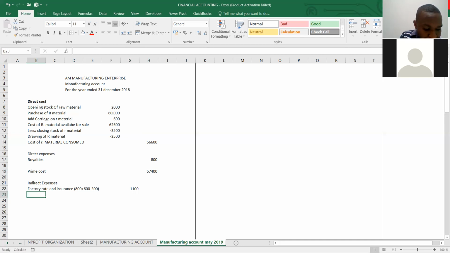Then what else do we have? Note number 7, depreciation. So we go to depreciation. We want to finish first with the additional information. Okay, depreciation. So we have factory building.